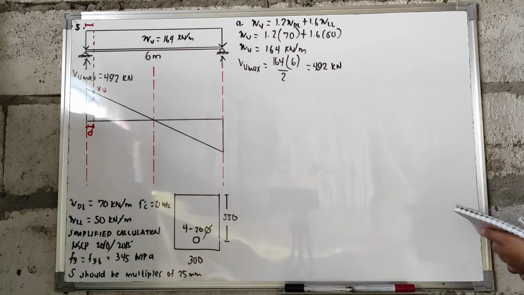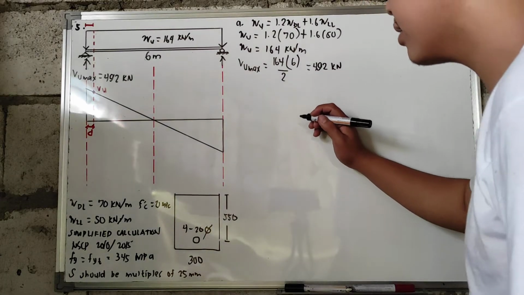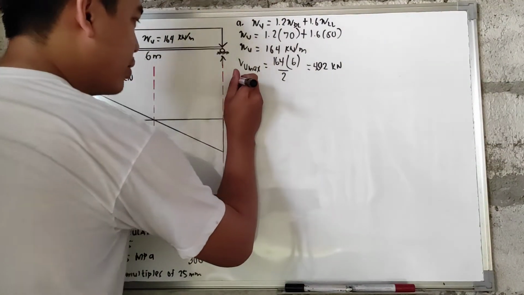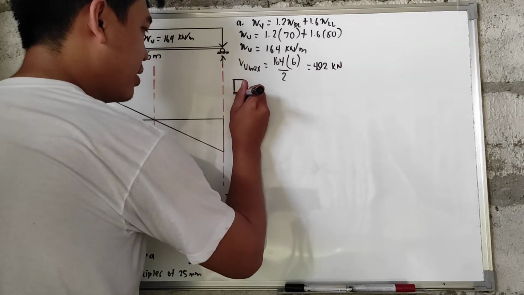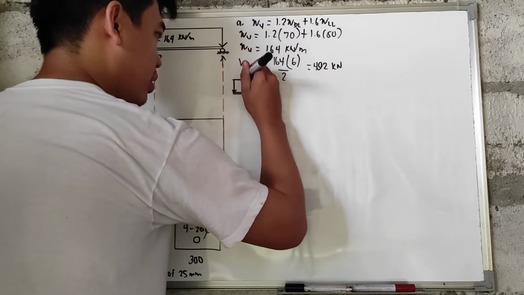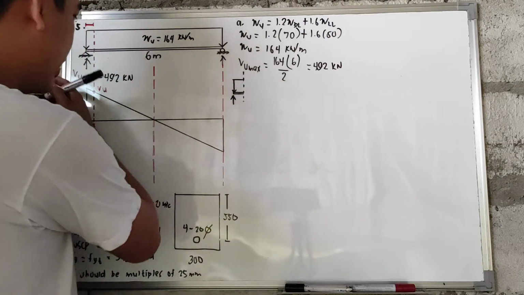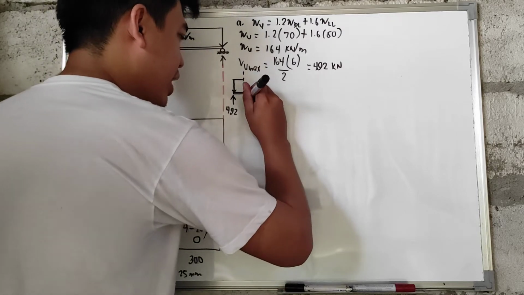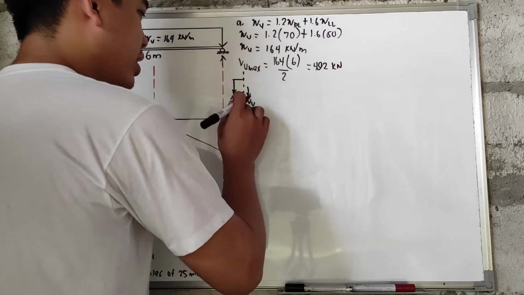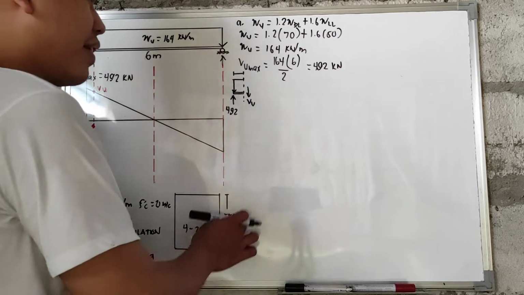Or pwede kang mag-cutting section na lang. So, for this one, mag-cutting section tayo. If you will cut that, magiging ganito yan. Eto yung loadings natin. Ito yung beam natin. Ito yung na-cut na section. Tapos, ito yung Vu natin na 492. Tapos, ito yung Vu natin. And then, yung distance niya, that is d. Yung value d natin, 550 or 0.55.